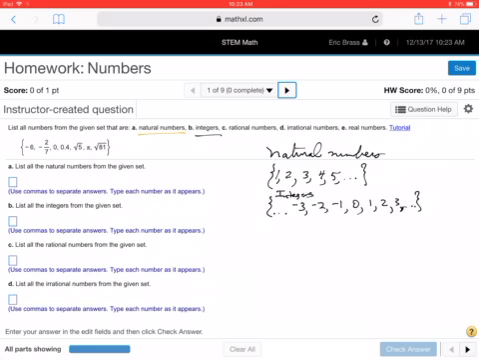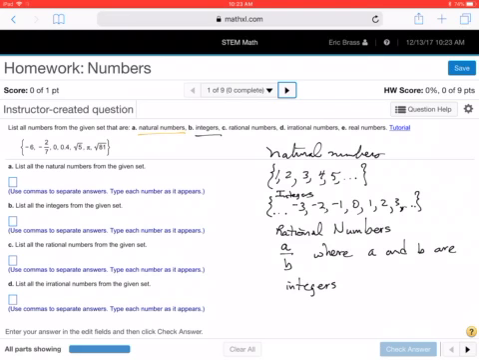And then we have rational numbers. Rational numbers are numbers that take 2 integers and form a ratio. It looks like this: A over B, where A and B are integers. If I take an example from up here, I can take -6. -6 is a rational number because it's -6 over 1.